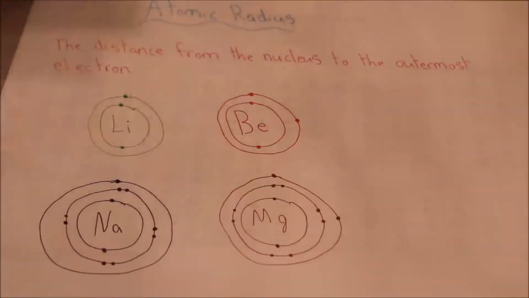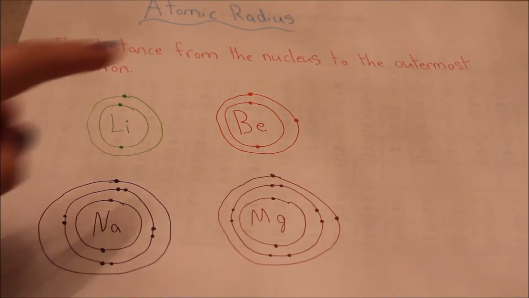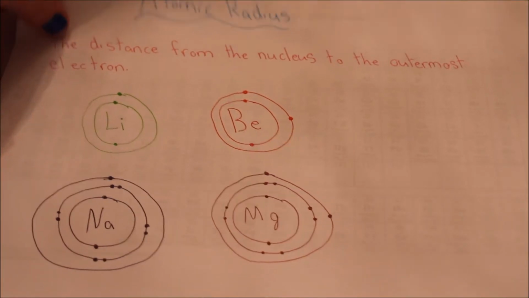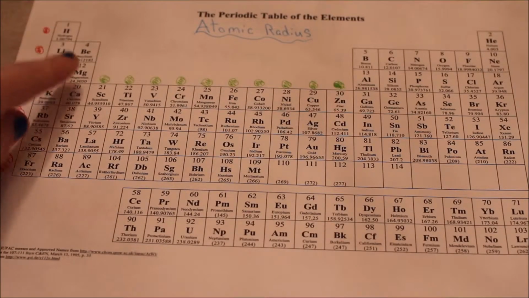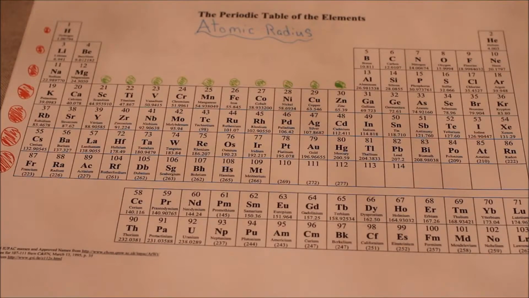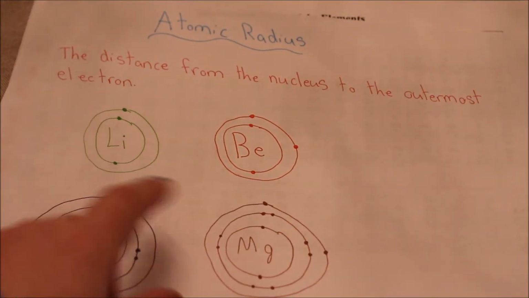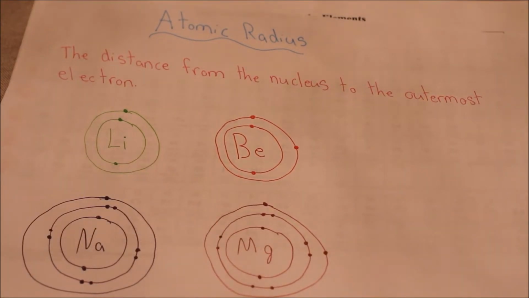The next thing we're going to talk about is atomic radius. And that's pretty simple. It's just the distance from the nucleus to the outermost electron. So you look here, we have lithium, sodium, beryllium, and magnesium. And what do you notice? If you look at this periodic table, lithium and beryllium are in the same period. And if you look back at these Bohr models I've drawn, they each have 2 energy levels.